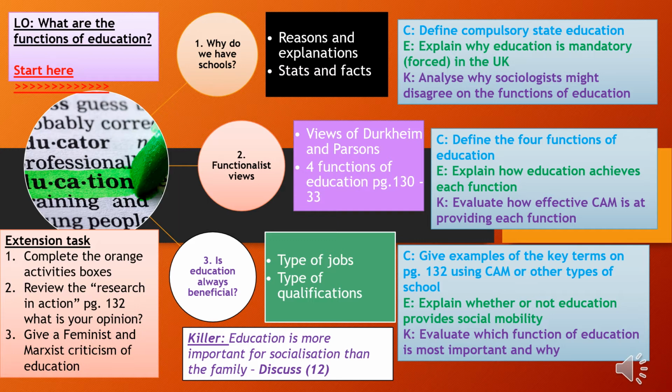And then one of the questions at the bottom here: education is more important for socialization than the family. You want to be considering what's the difference between family conjugal roles and what happens at home and what happens at school, and the different types of socialization such as peer pressure and labeling and things like that.